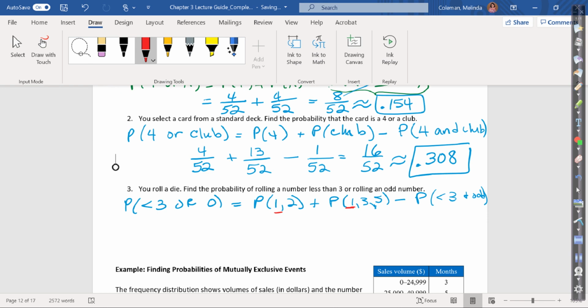So this would be, well, if I'm going to have a number less than 3, that would be the 1 or the 2. So that's 2 out of 6. Plus an odd number, well, there's 3 odd numbers on the die, so that would be 3 out of 6. Minus, again, I have to take out the item they share in common, which in this case happens to be the number 1. So that's minus 1/6. So 2 plus 3 minus 1 would be 4/6. 4/6 is approximately equal to 0.667.